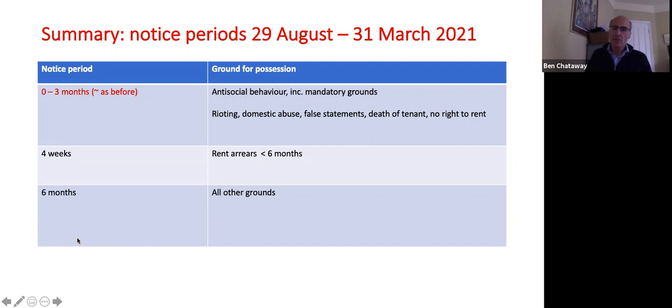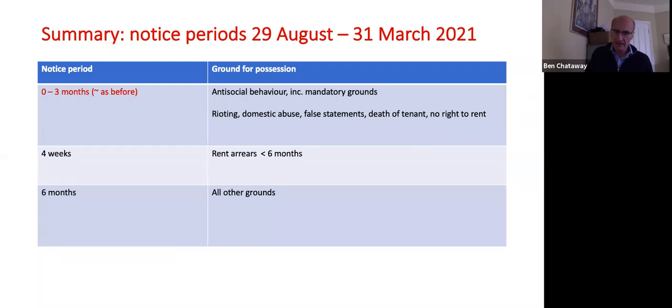They're the ones where the current law is broadly the same as it was pre-COVID, so short notice periods on the whole. And then there are rent arrears claims, and for here there's a new sort of variable period. Basically, if the arrears are over 6 months, landlord only needs to give 4 weeks. If they're under 6 months of rent arrears, then the landlord needs to give 6 months notice.